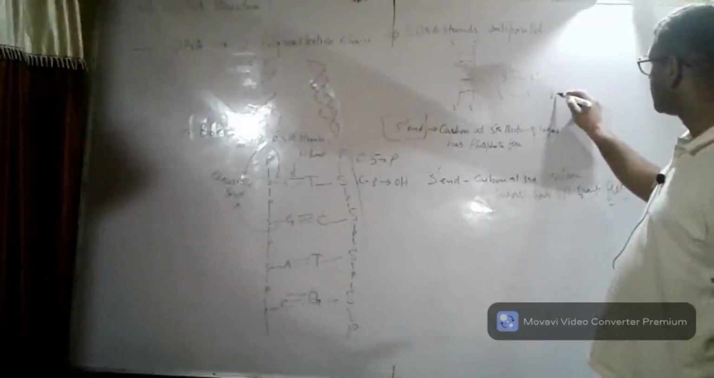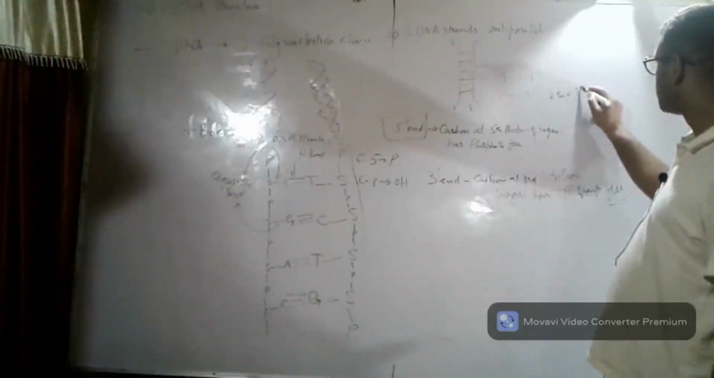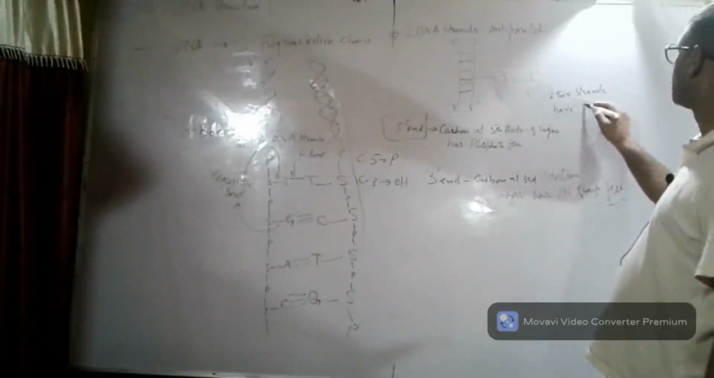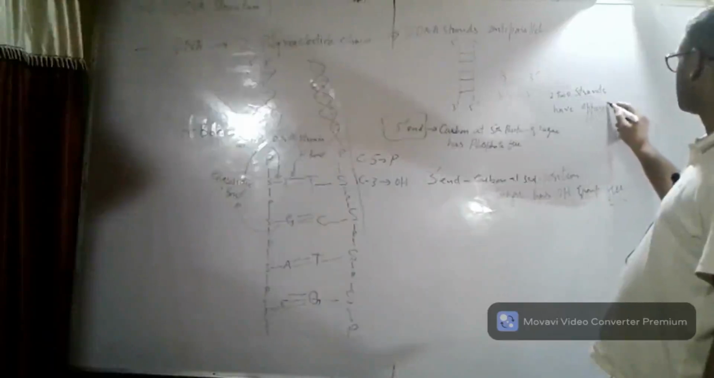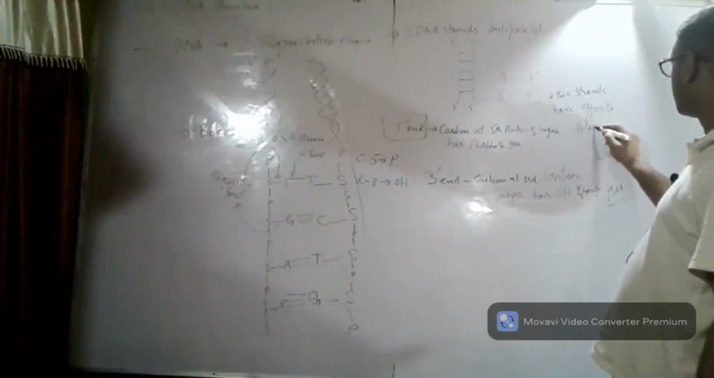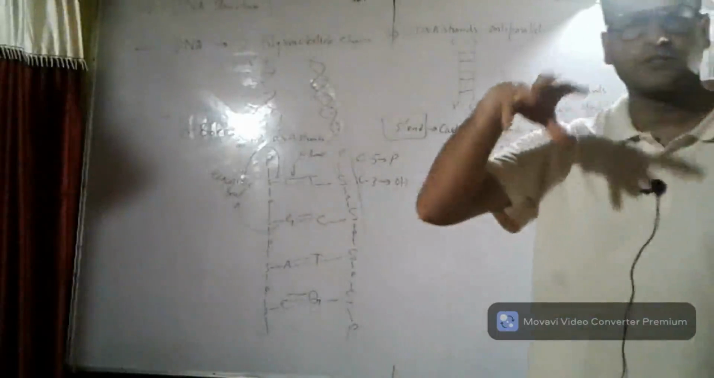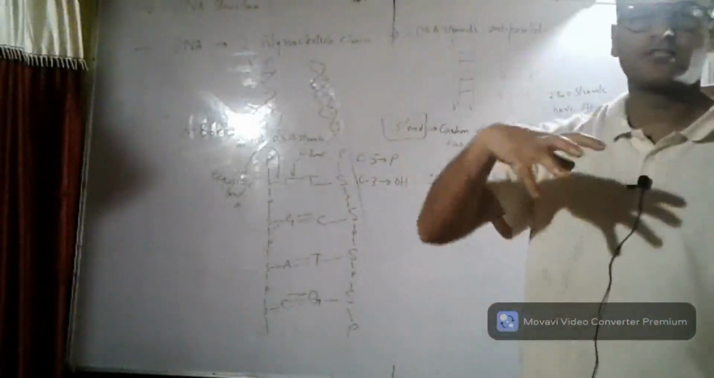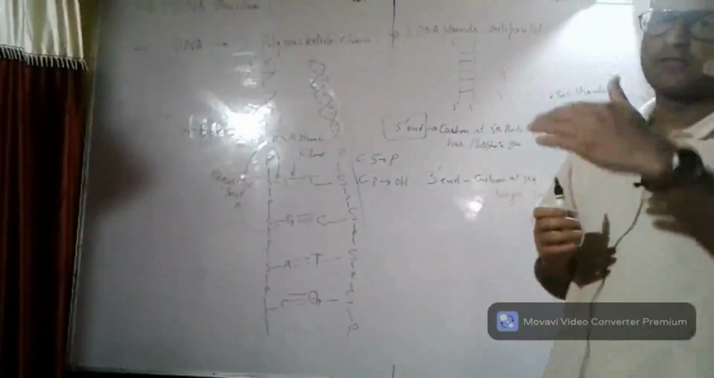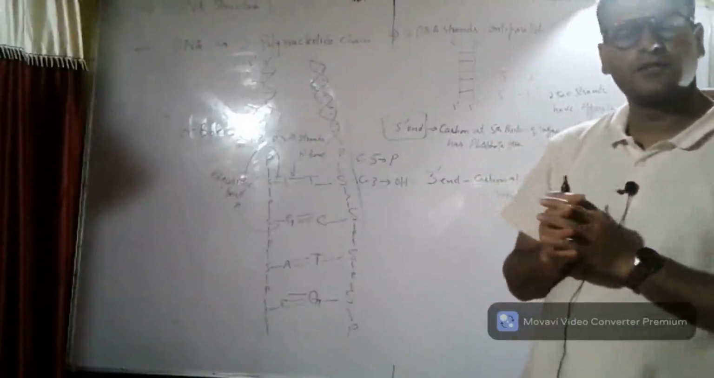Two strands have opposite polarity, that means 5 dash to 3 dash, 3 dash to 5 dash. This is called antiparallel. That means one strand runs in the 5 dash to 3 dash direction, another strand runs in the 3 dash to 5 dash direction. What do you mean by two strands of the DNA are antiparallel?